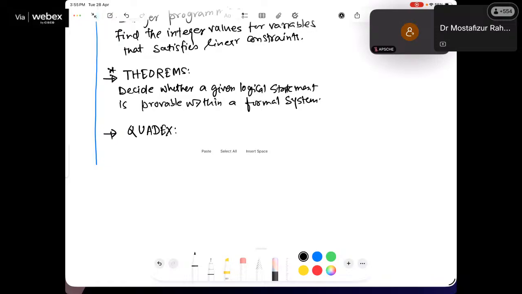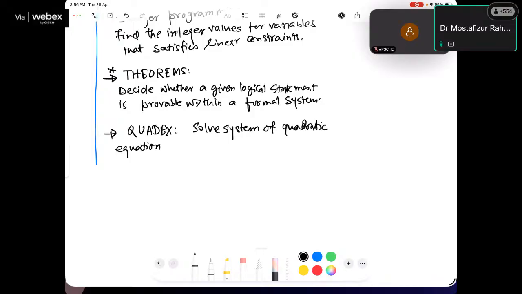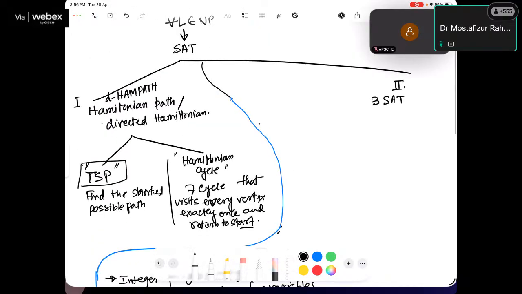And the Codex is: solve a system of quadratic equations, typically over integers or Boolean values. So these come under the quadratics. For example, the least square problem or the QCQP problem, quadratic constraint, quadratic optimization problem, right? This comes under the quadratics problem, which can also be mapped as a SAT problem. So this is a broad category under SAT.